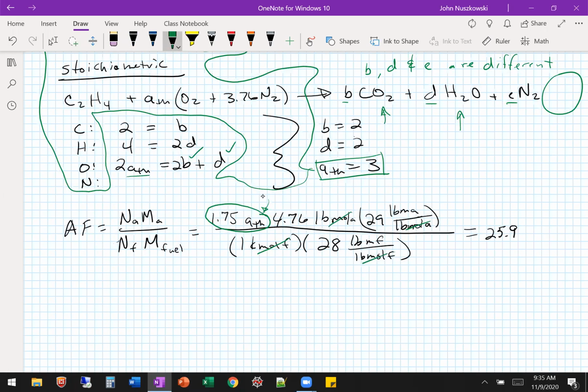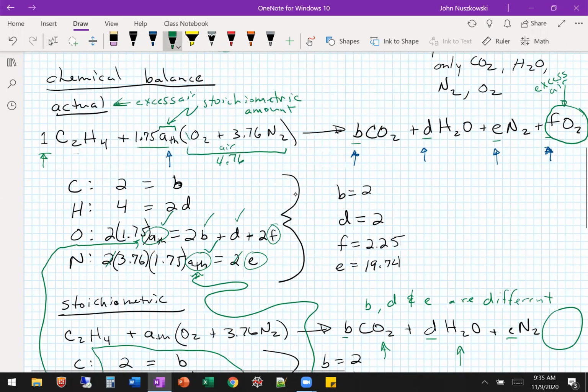I'm sorry, where did we get the 4.76? The 4.76 comes from what's in the parentheses. This is just our multiplier here, this 1.75 times A theoretical. But inside the parentheses, we already have 4.76 kilomoles of air, because we have 1 of oxygen and 3.76 of nitrogen. So there's 4.76 kilomoles of air inside the parentheses, and we're multiplying times that 4.76. So that's where that 4.76 comes from, and that's the most common mistake I'll see in the air to fuel ratio calculation.